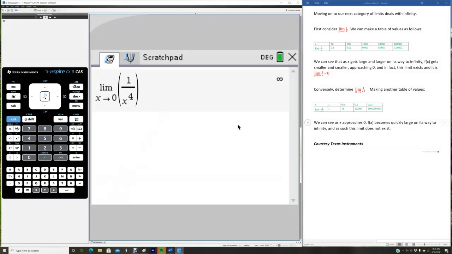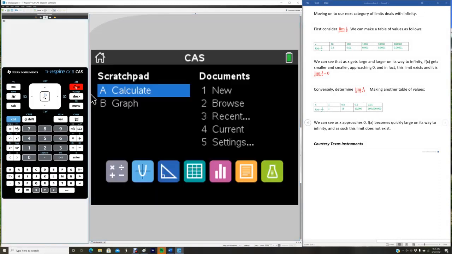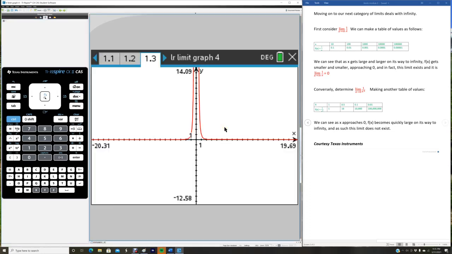If you compute the limit using your TI-Nspire calculator, you will get the answer of infinity. And if you were to graph that, you would see here that as x gets vanishingly small, f of x goes all the way up towards infinity.